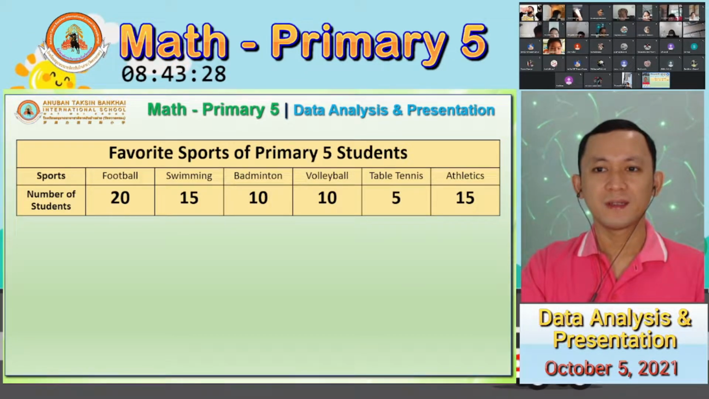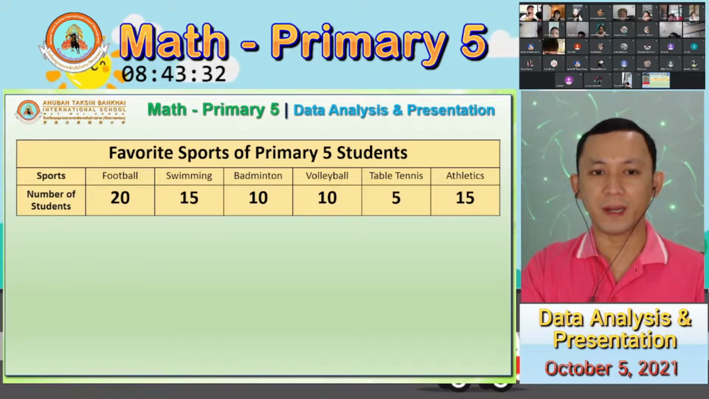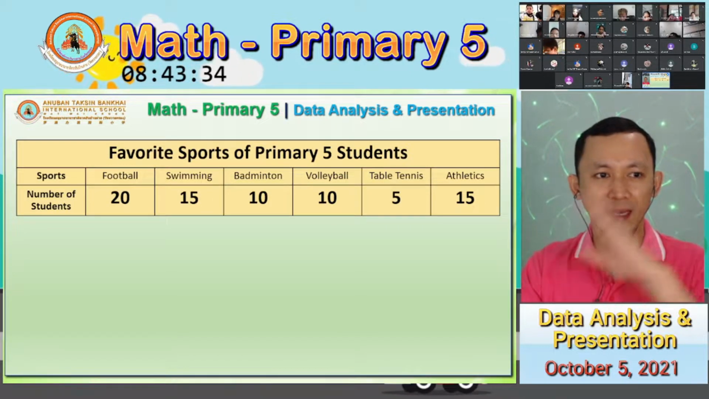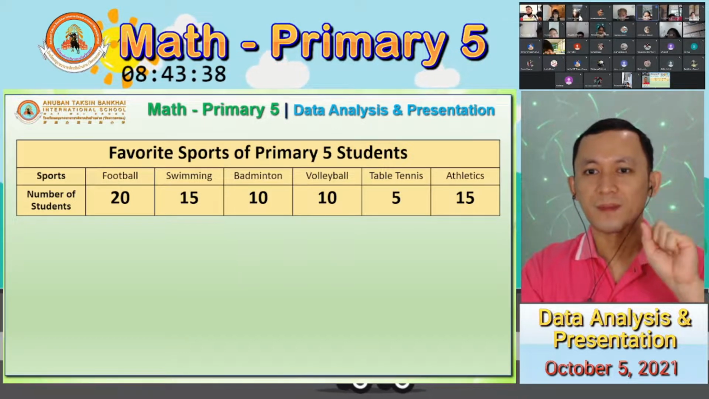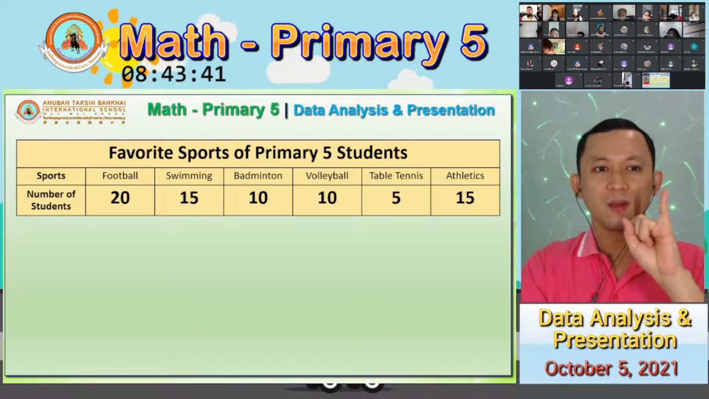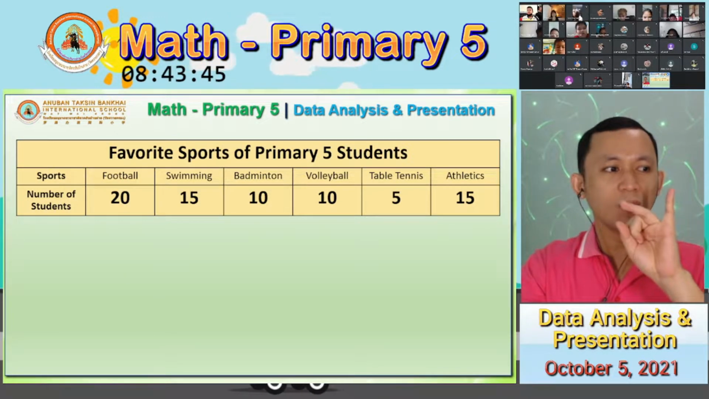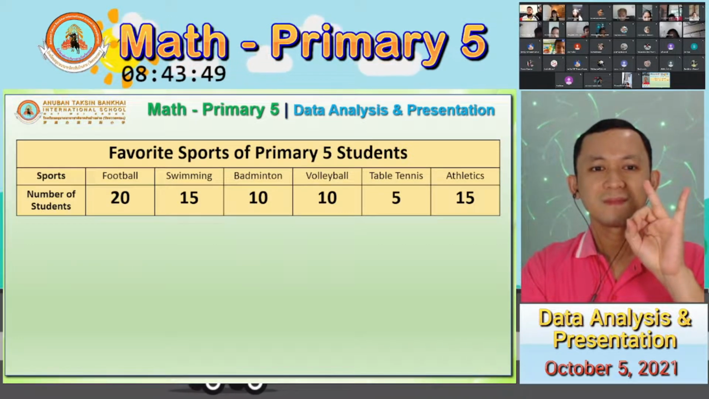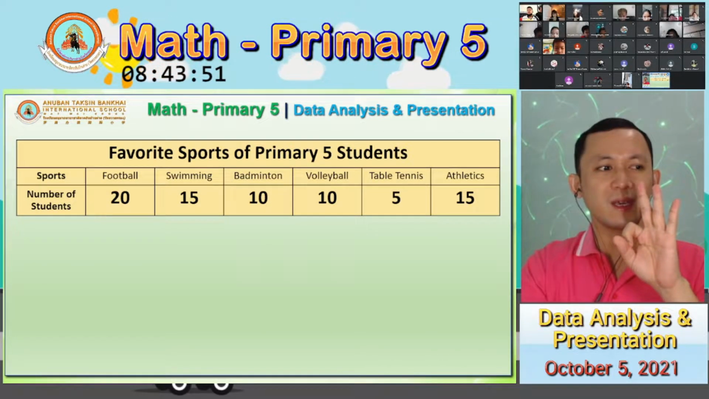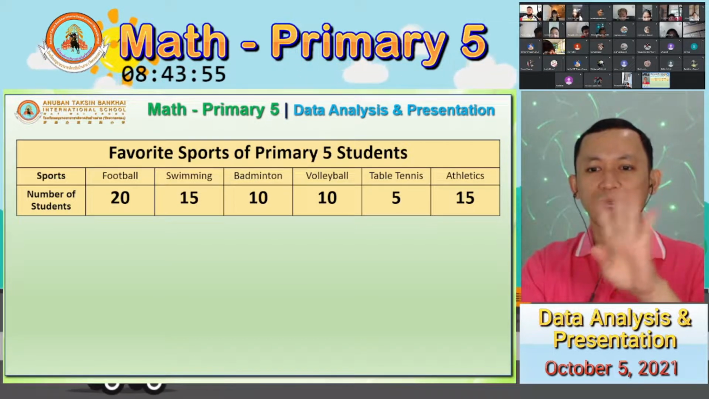So these are the favorite sports of primary 5 students. What sports? Who can give me? Football. What else? Swimming. We have basketball? No basketball. Badminton, very good. What else? Table tennis, very good. What else?